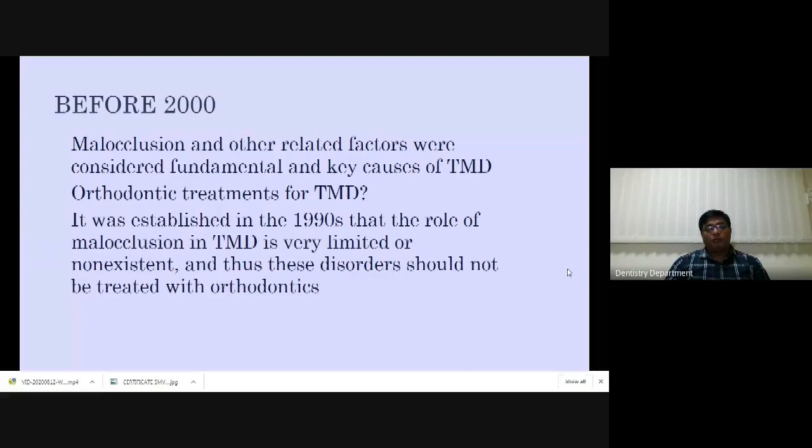And the other way is also true: people with a lot of malocclusion are not all getting TMD. They are living happily without any signs of TMD. So what happened in those days? If there was TMJ pain, they would immediately correct the malocclusion through orthodontic treatments, which was valid till the 1990s. But after that, they found that the role of malocclusion in TMD is very limited or non-existent, and thus these disorders should not be treated with orthodontics.